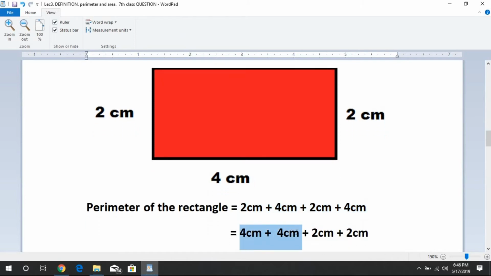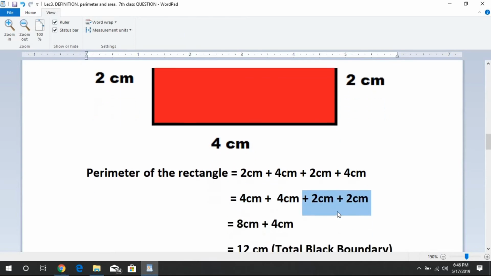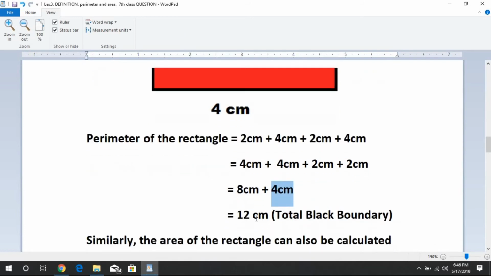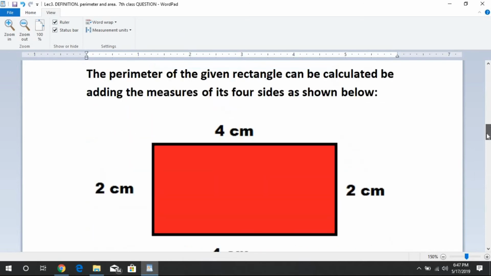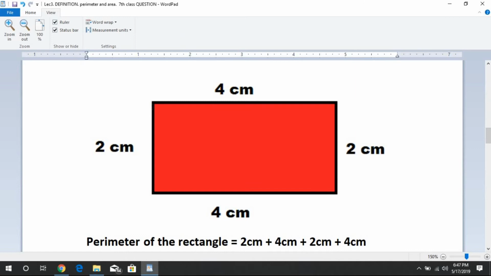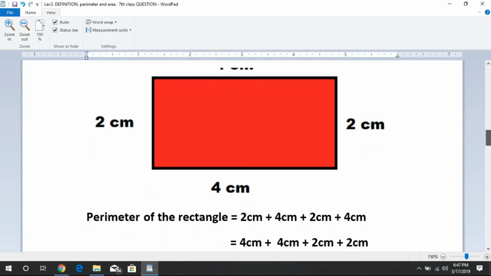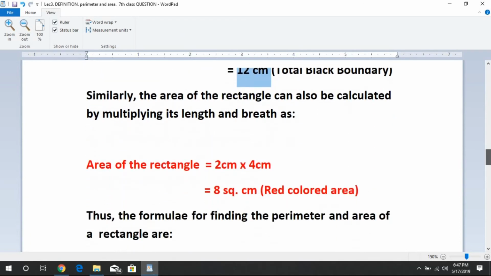Now we arrange them: 4 plus 4 and 2 plus 2. 4 plus 4 is equal to 8 and 2 plus 2 is 4 centimeter. We add these two. Finally, 12 centimeter is the perimeter of a rectangle. This black boundary, as shown in the figure, is called the perimeter of a rectangle.